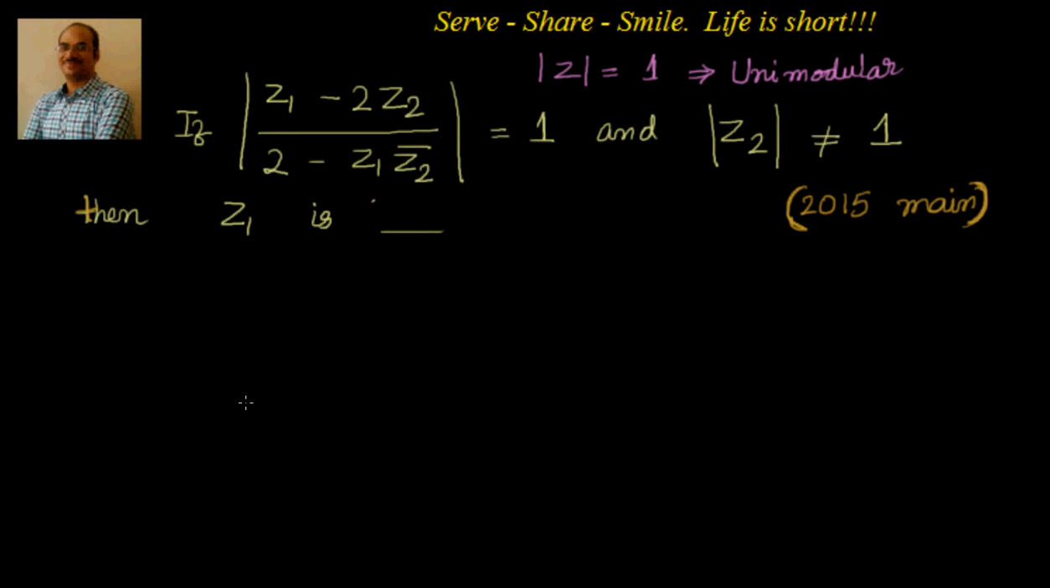Let's look at this problem related to complex numbers. We have been given that the modulus of (z1 minus 2z2) divided by (2 minus z1 into conjugate of z2), the whole modulus is equal to 1, or this whole thing is unimodular. And we also have been given that modulus of z2 is not equal to 1. Then we have to find out what we can say about z1. Is that point a part of a straight line or is it a point on a circle? So we have to get the equation for z1.